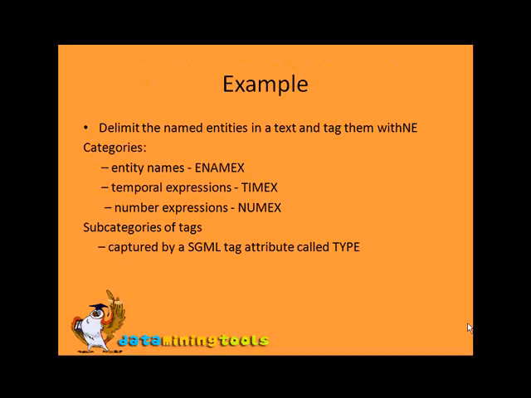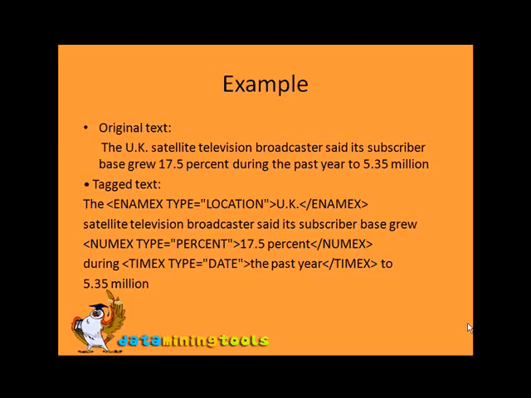So, delimit the named entities in the text and tag them with new categories. For example, tag entity names with eNameX. Tag temporal expressions with timex, tag numeral number expressions with numx. Subcategories of tags are tagged by an HTML tag attribute called type.